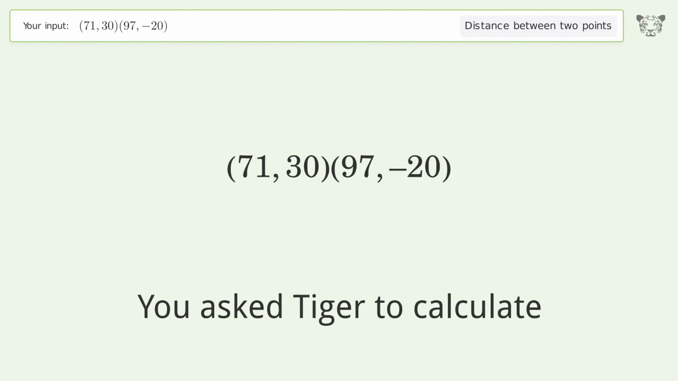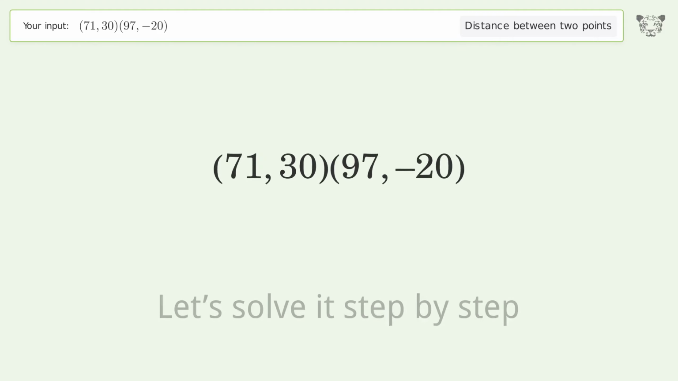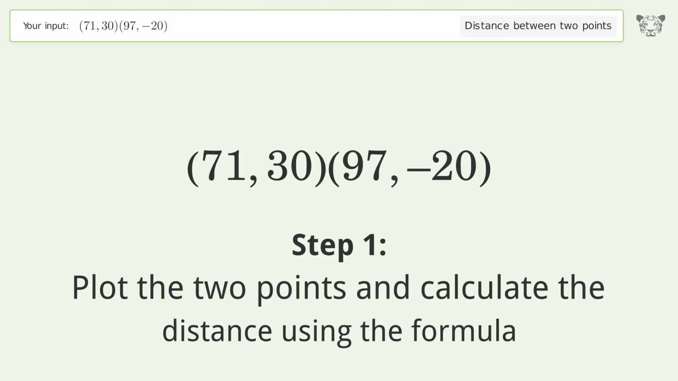You ask Tiger to calculate. This deals with the distance between 2 points. The distance between the 2 points is the square root of 3,176, or 56.356. Let's solve it step by step. Plot the 2 points and calculate the distance using the formula.